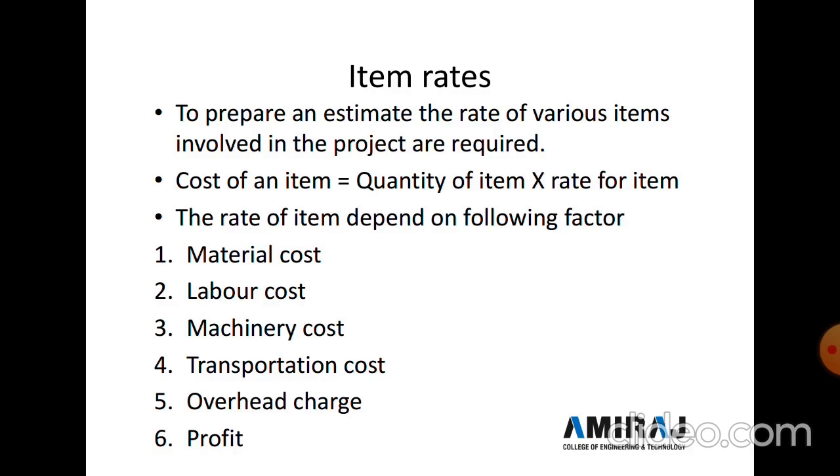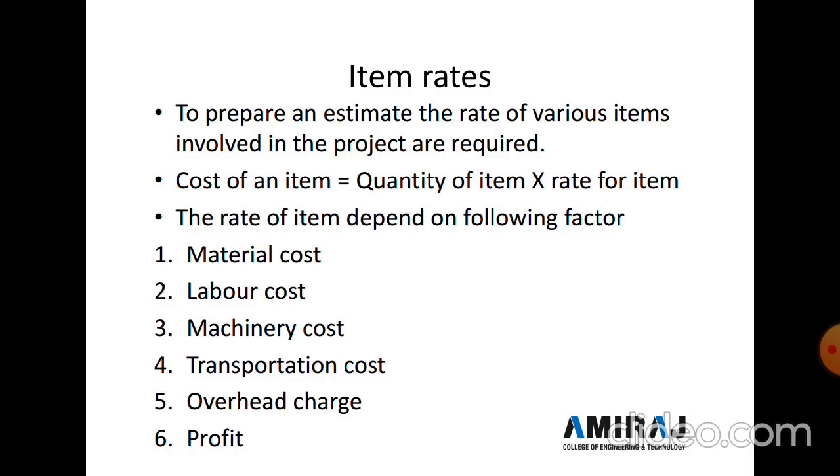The rate of an item depends on the following factors. Here the main 6 factors are given. First is material cost, second is labor cost, third is machinery cost, fourth is transportation cost, fifth is overhead charge, and sixth is profit. Material cost: we use different materials to complete any structural work. Like in flooring we use different materials, like tiles, and stone like marble and granite. All the costs of the materials are different.